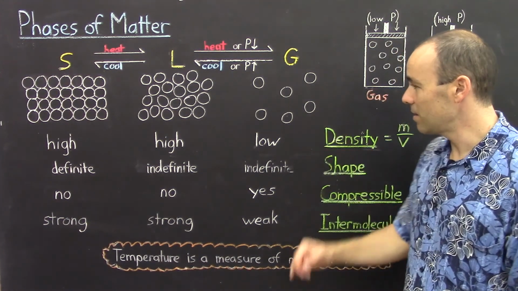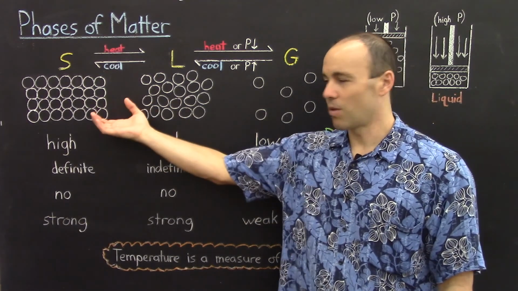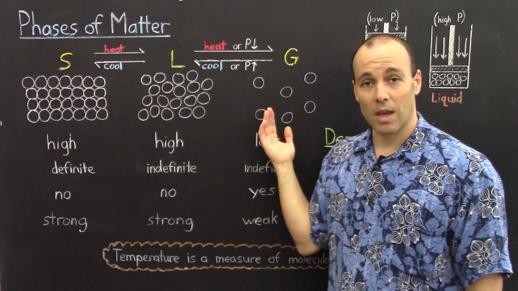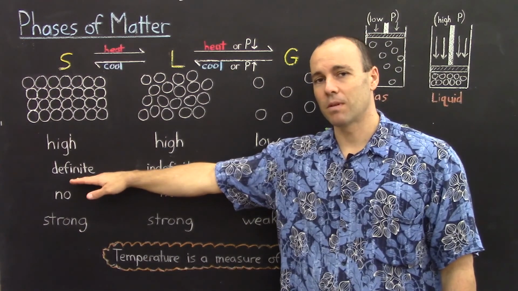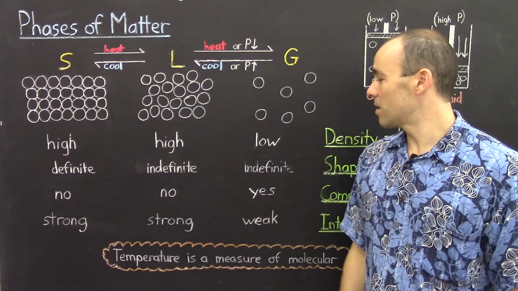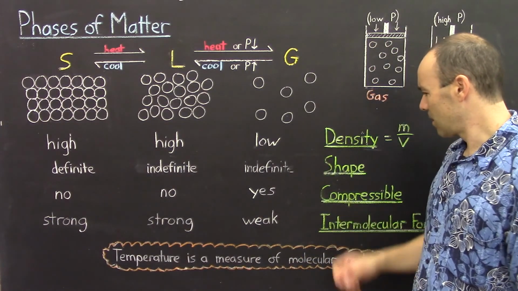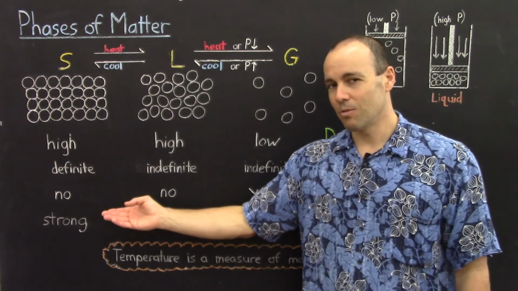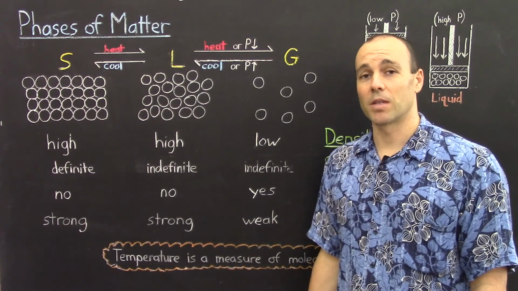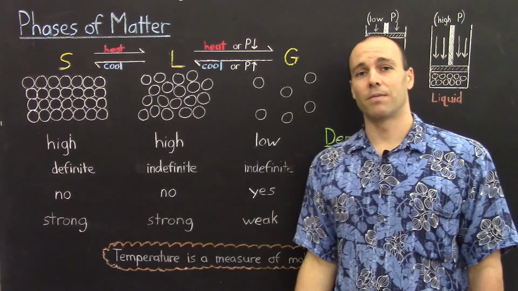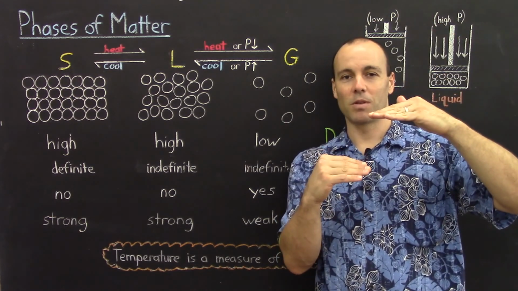well, the density. Solids and liquids have a much higher density than gases, much greater mass per unit volume than the gases do. Shape. Solids have a defined shape. They're rigid. Liquids and gases, on the other hand, basically take the shape of their container. Compressibility. You cannot really compress a solid or a liquid. However, it's pretty simple to compress a gas. The particles are far apart enough that if you increase the pressure, you can reduce the volume of a gas.